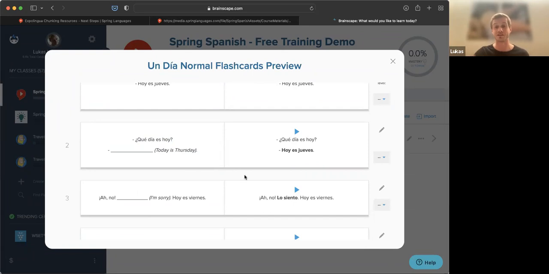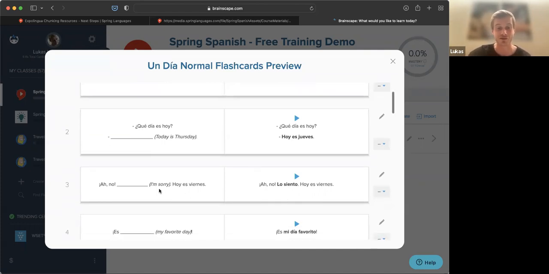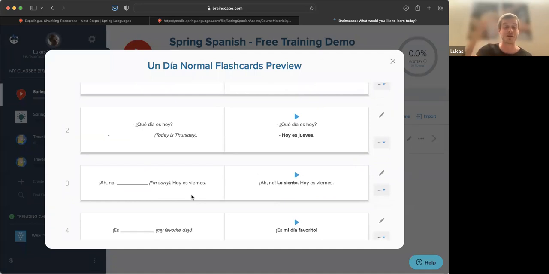And then your goal is to memorize these and then review them and to get them all right. You know how flashcards work, I guess. But the good thing about these is that we add the whole context, right? There's a story. You probably remember, oh, yeah, this is from this Expolingua presentation where Lucas was explaining to me that it's lo siento, I'm sorry, hoy es viernes. So you think about all these things because you see the sentence, you see the context. You don't just see a list of chunks or something like that. That's just a list and that doesn't have any context, right?